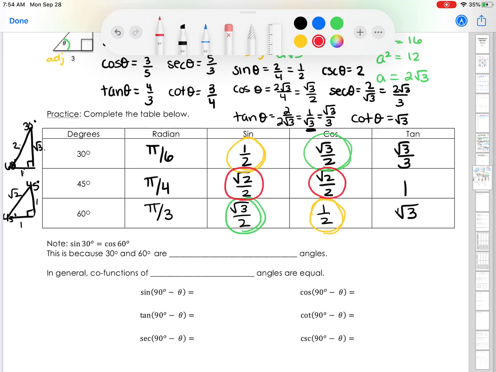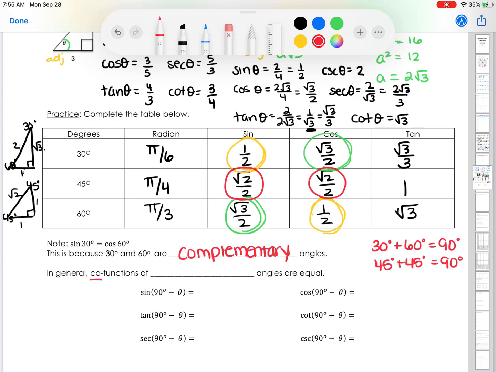This is because when 30 and 60 are added together, we notice that they add to 90 degrees, right? 30 plus 60 gives us 90. That makes them complementary angles. Just like 45 and 45 are complementary angles. 45 plus 45 is equal to 90. Okay, these are complementary angles.